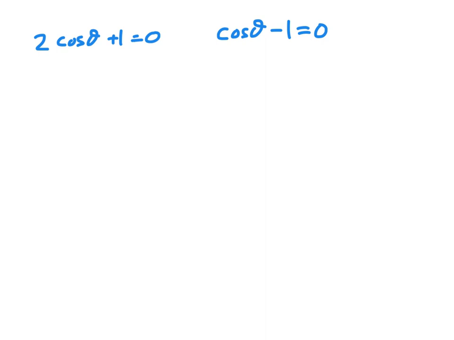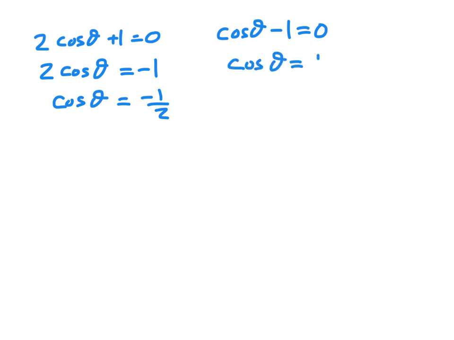So setting each of these factors equal to 0, we get that 2 cosine theta is equal to negative 1, and therefore cosine theta is equal to negative 1/2. And the second equation becomes cosine theta equals positive 1. And so we now can analyze each of these two basic trig equations separately.